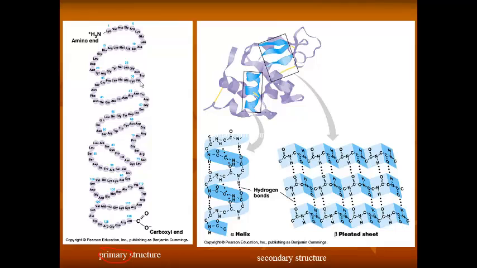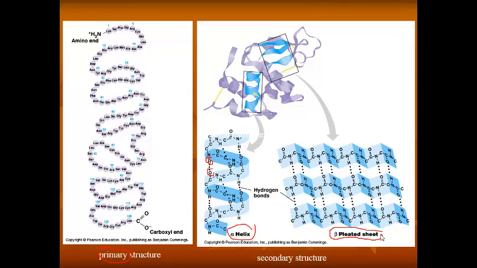Now, if you look at this primary structure and you look at the individual amino acids, you can see that the oxygen of one amino acid is going to be attracted to the hydrogen of another amino acid. This is going to cause hydrogen bonds to form. And these hydrogen bonds that form are going to cause the linear sequence of amino acids to bend and twist and form a secondary structure. This secondary structure is made up of either alpha helixes or beta pleated sheets.